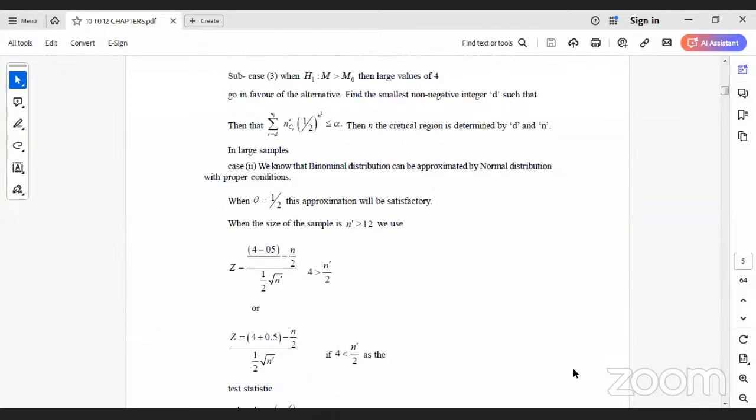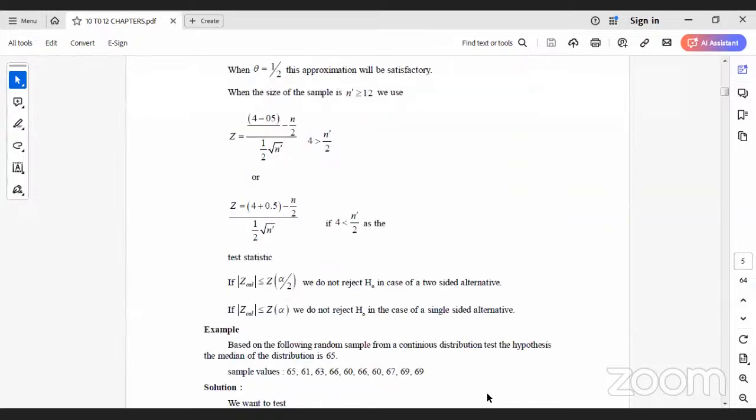The formula is (U minus 0.5 minus n'/2) by sqrt(n')/2, or (U plus 0.5 minus n'/2), so U greater than n'/2 or U less than n'/2. This is the basic fundamental formula, and this is the test statistic we are taking. If z calculated is less than or equal to z alpha by 2, we do not reject H0 in case of the two-sided alternative; for the single-sided alternative, we use z alpha.